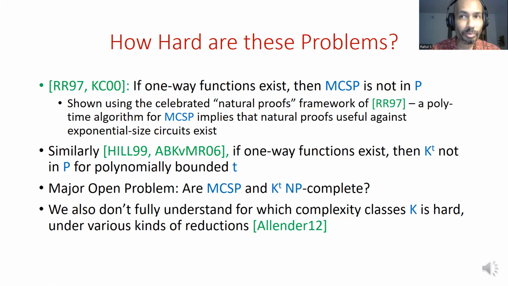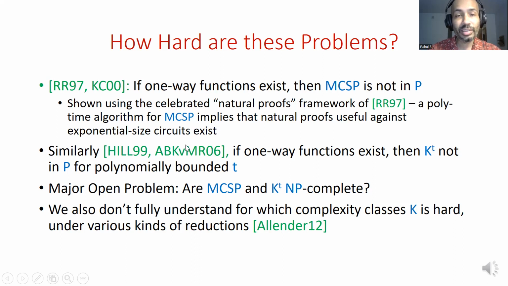So there's various kinds of evidence that MCSP is not in polynomial time, particularly under cryptographic assumptions. If one-way functions exist, which is a standard cryptographic assumption, then MCSP is not in P. And this is shown using the celebrated natural proofs framework of Razborov and Rudich, because a polynomial time algorithm for MCSP implies that natural proofs useful against exponential size circuits, sub-exponential size circuits exist. That can be used to break exponentially secure one-way functions. So this is a well-known result.